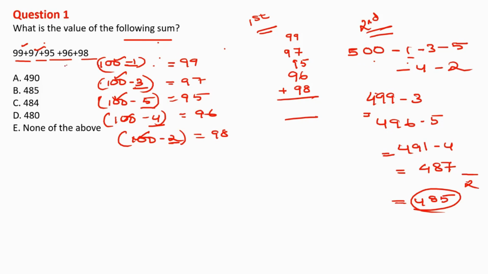The only difference is the first method will be time taking. You have to just count it up, whereas the second method is an oral calculation. You can just do it mentally. You don't need pen and paper for that. You can speed it up. So this is the answer to the first question.